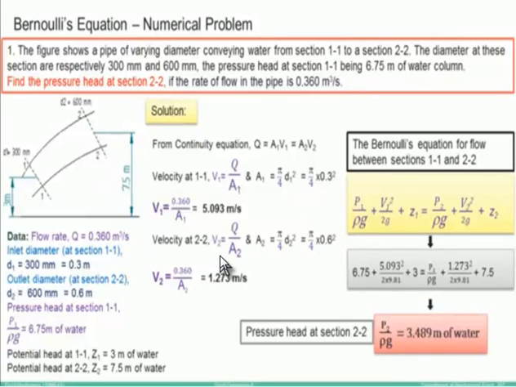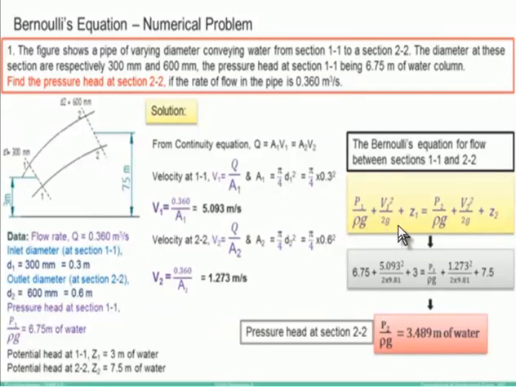Next we find V2, that is Q by A2. A2 we can find by pi by 4 D2 square, that is pi by 4 into 0.6 square. From this we get V2 equal to Q, which is already given as 0.360, divided by A2, which is equal to 1.273 meter per second. So we get the V1 and V2 values.